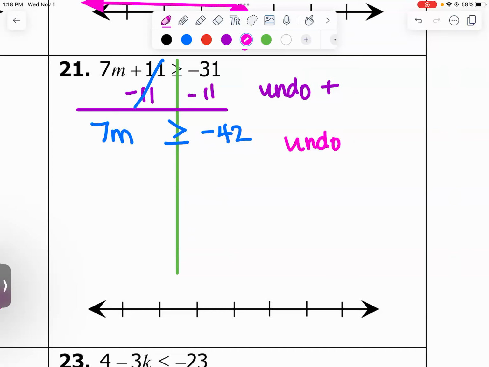You said you put that 7 and divide by 42. Okay, so we need to undo our multiplication by dividing by 7. So we get m. Negative 42 divided by 7 is? Oh, so does that mean I split my sign? No. Yes. I thought the 7 has to be negative. Only if we multiply or divide by a negative. Did we multiply or divide by a negative? No. But it's not what we divided by.